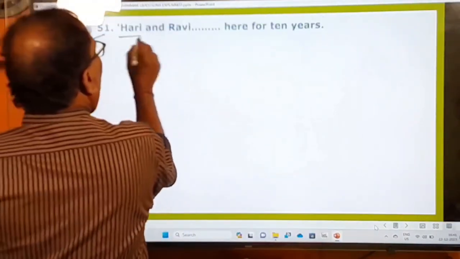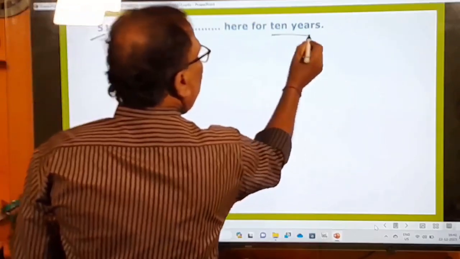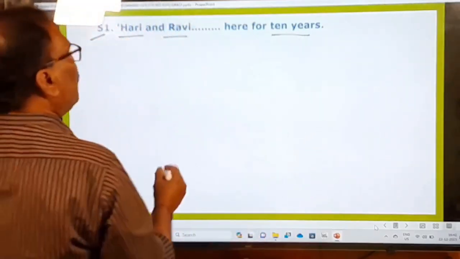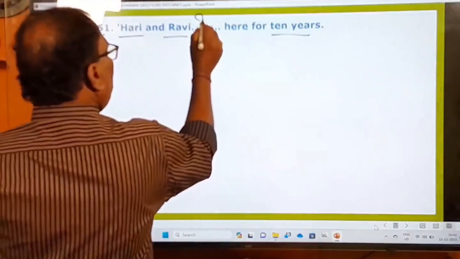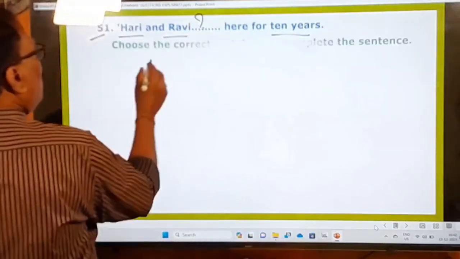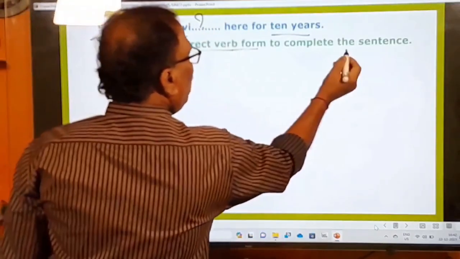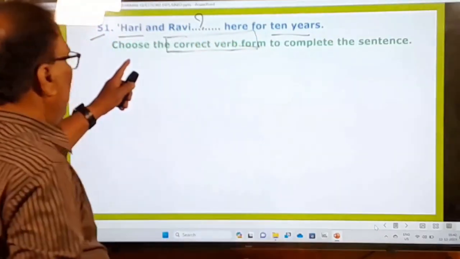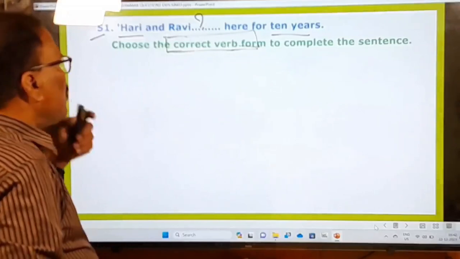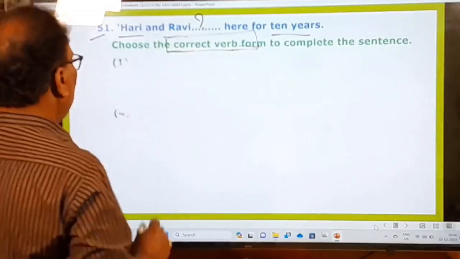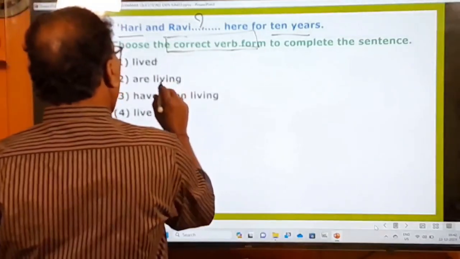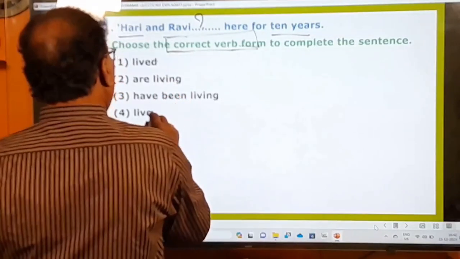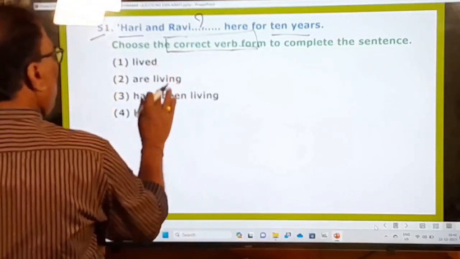The 51st question is: Hari and Ravi dash here for 10 years. This is the question. What to fill in this blank? Choose the correct verb form to complete that. So he's asking you to choose the correct verb form from the options given here. What are they? Lived, are living, have been living, live. These are the four options given.